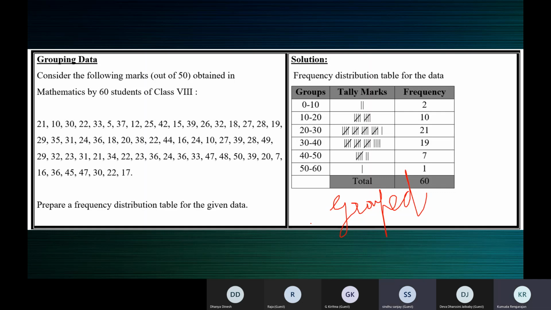Here, the number of groups you have, the number of class intervals, you should not have too many class intervals, like some 20, 25 class intervals. You should not have too few also. Too few can be some 3 to 4 class intervals. So 0 to 10, 10 to 20 will be an ideal way to make class intervals for this distribution.